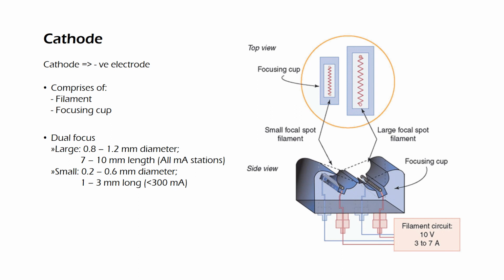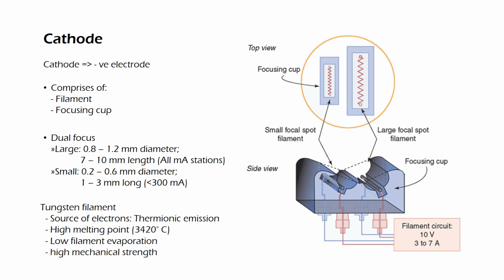Each filament is positioned in a slot machined into the focusing cup, with one end directly connected to the focusing cup, and the other end electrically insulated from the cup by a ceramic insert. Only one filament is energized for an imaging examination. On many X-ray systems, the small or the large filament can be manually selected or automatically selected by the X-ray generator depending on the technique factors, that is, kV and mAs.